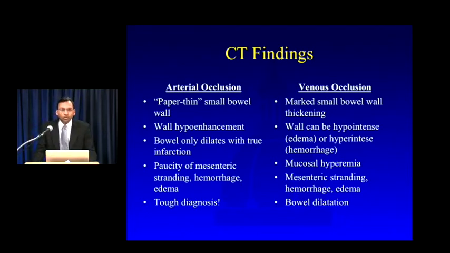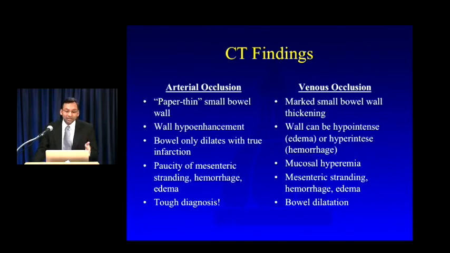Now, just as importantly, there's often very little inflammation. No stranding, no hemorrhage, no edema in the mesentery. Often the only clue to this diagnosis is just that subtle bowel wall hypoenhancement, and I find often that's easiest to identify in the coronal images where you're able to compare different portions of the bowel and figure out which portions are normally enhancing and which areas are abnormally hypoenhancing.